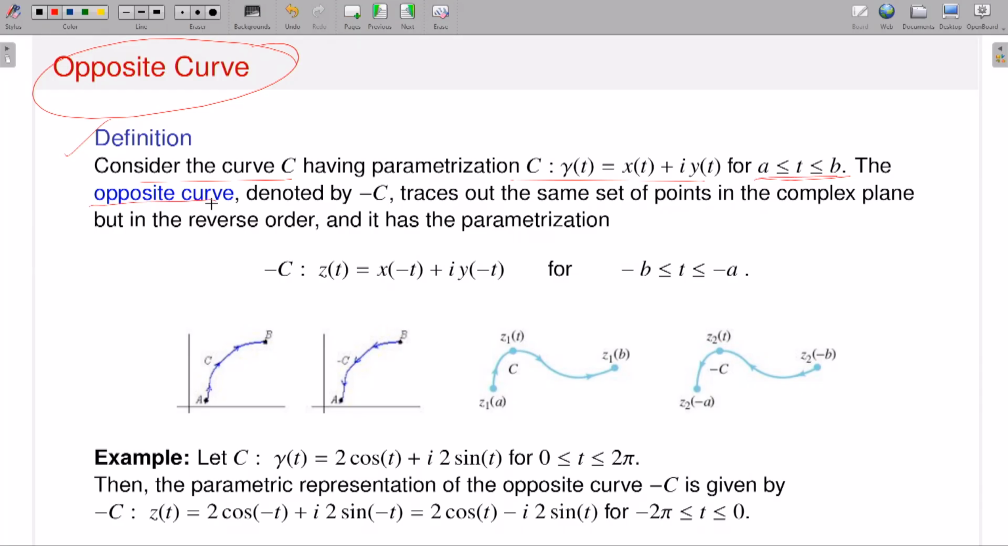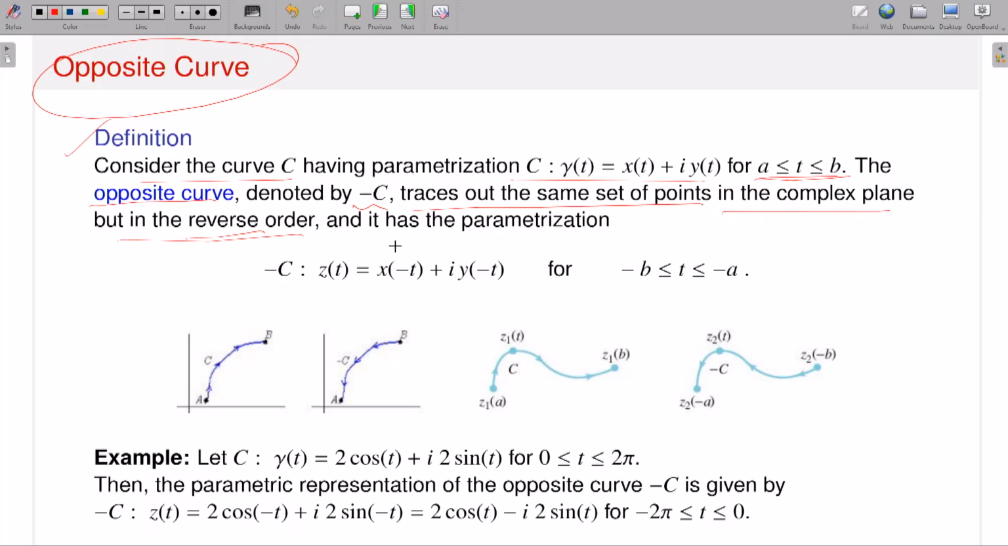Then the opposite curve, I denote it as minus C, but what is the definition? Look, it traces out the same set of points in the complex plane, but in the reverse order. That means whatever points are in the curve C, minus C should also have the same set of points, but the direction will change to the reverse order, and it has a parameterization like this. If C has a parameterization gamma of t, then minus C will have the parameterization, let it be z(t), which is x(minus t) plus i y(minus t). Here t runs from minus b to minus a.